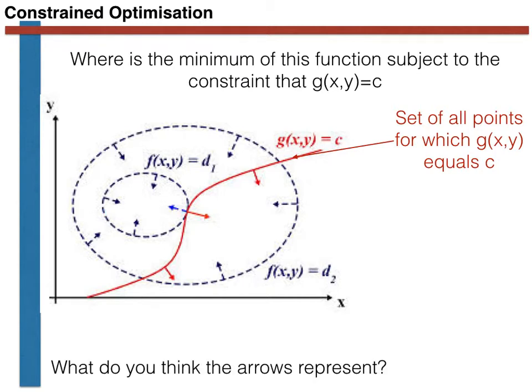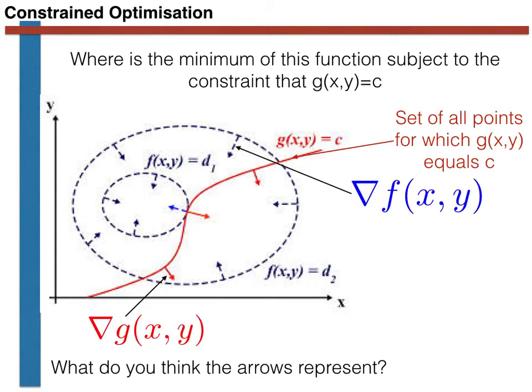Now my next question for you is, what do you think the arrows in this diagram represent? The arrows represent the direction in which the derivative, the vector that we obtain when we take the grad of the function, points. The red arrow thus represents the grad of g, whilst the blue arrows represent the grad of f.